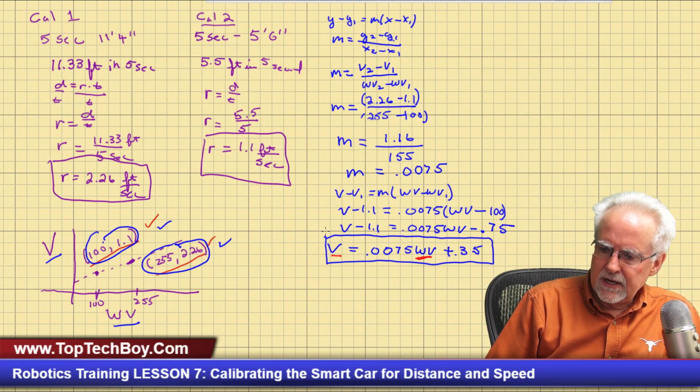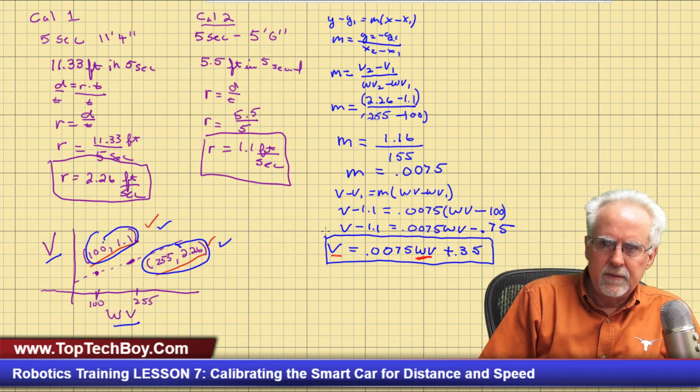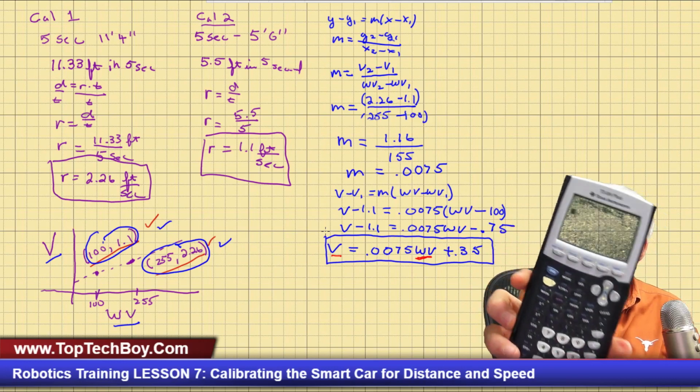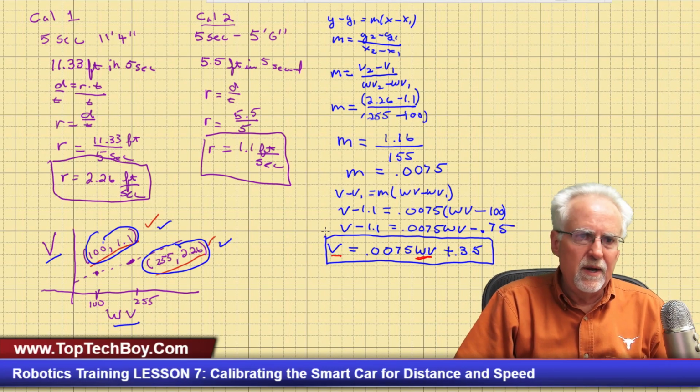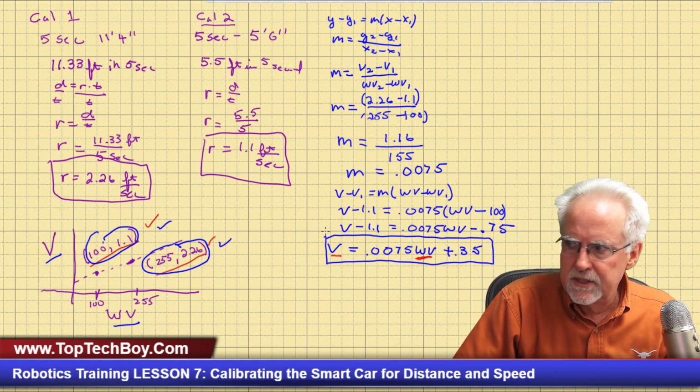Now I'm going to check this just to make sure that this equation is right. So if I put 0.0075 times, let's do the 100, and then plus 0.35, I end up with 1.1. Okay, and 1.1 is what we had wanted to get. So that's just saying that this equation is right.